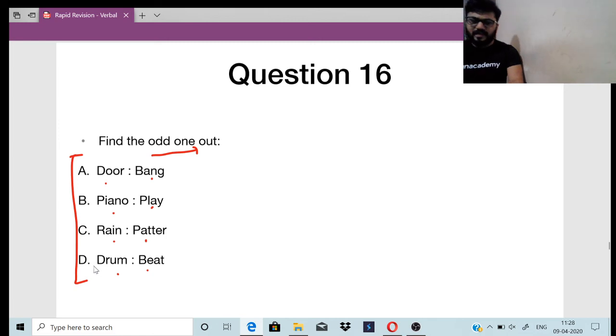Door is to bang. Piano, play, rain, patter, drum, beat. So which is the right answer of the 16th question? It is option B. Option B is the correct one.